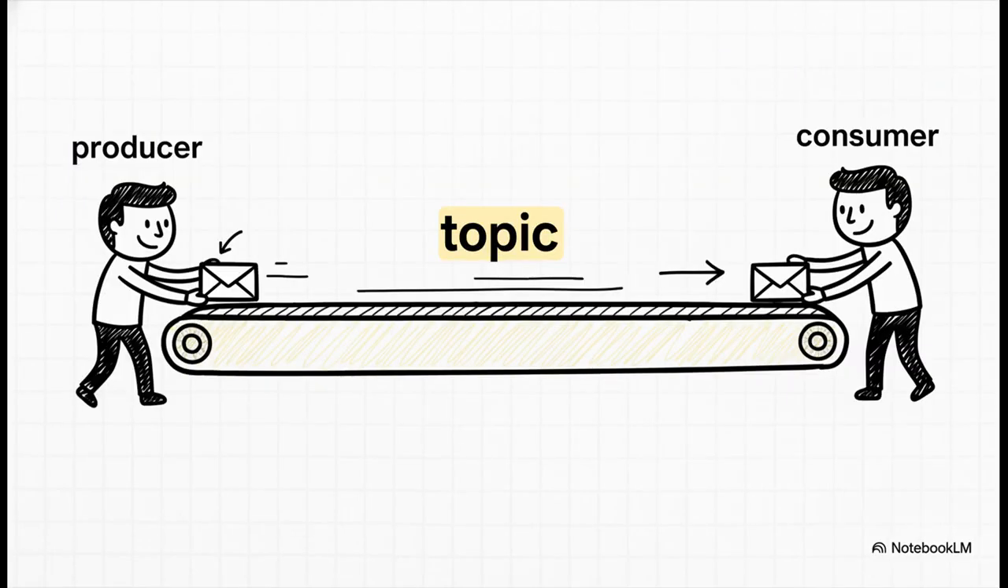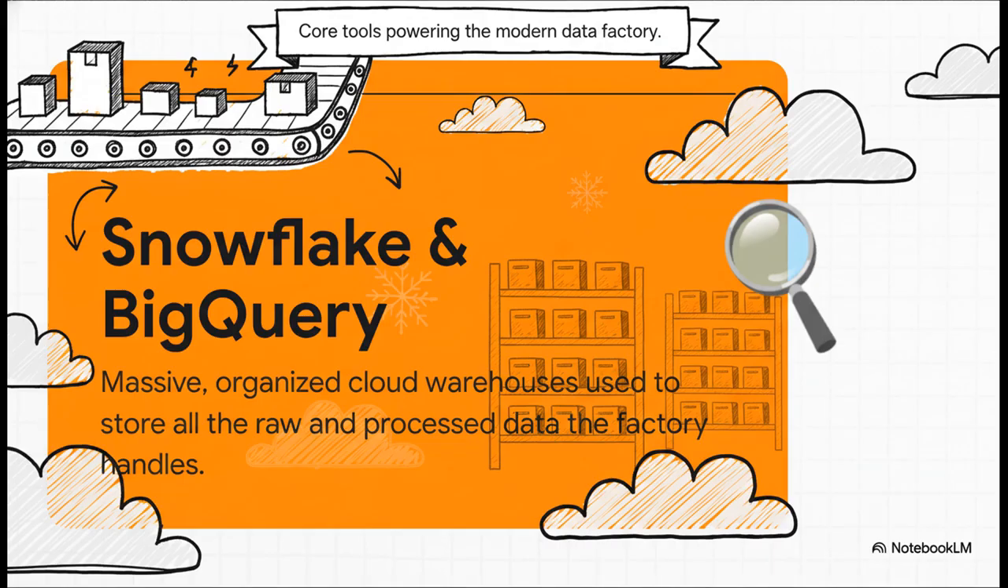And this is basically how it works. You have a producer, that's the thing putting your order onto the conveyor belt. The belt itself is called a topic, and then you have a consumer at the other end, instantly picking that order right off the belt. Simple as that. So all this data is flying in on the conveyor belt, but where does it all go?